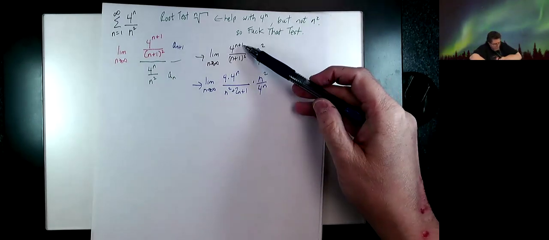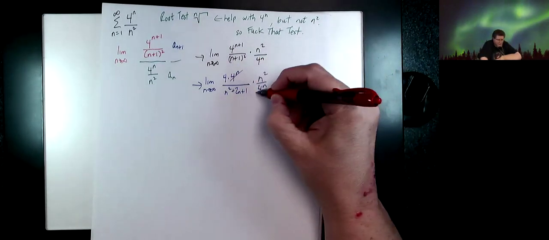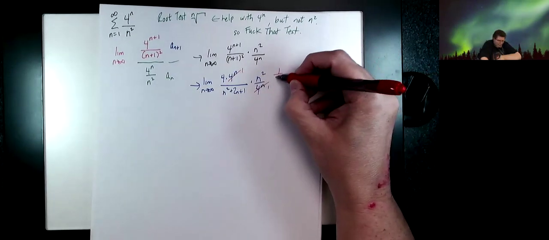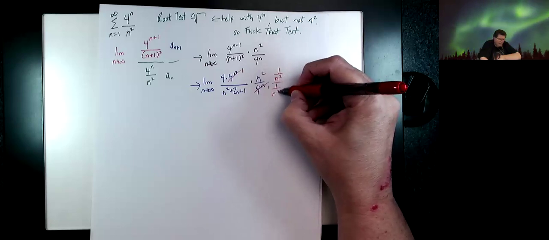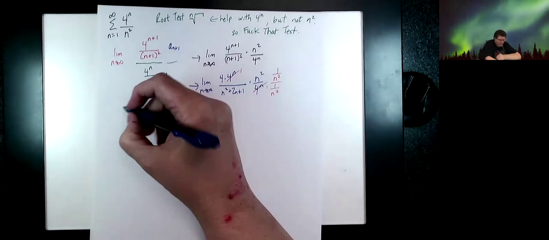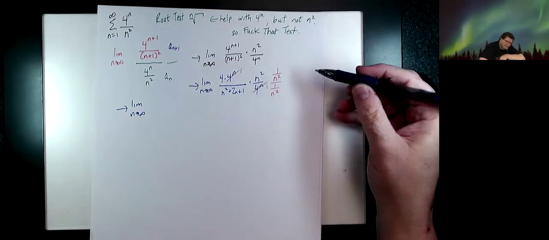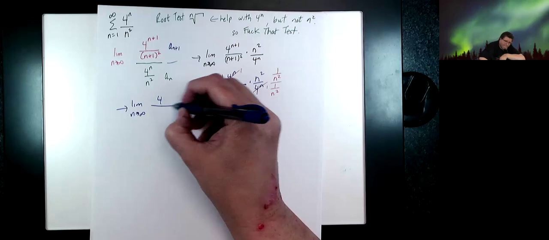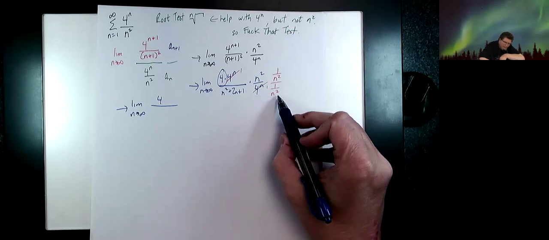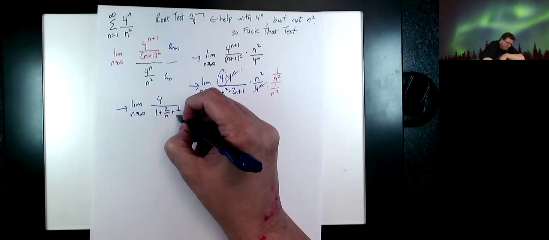So I just expanded the top and the bottom. And now the 4 to the n's will cancel, leaving behind a 1. And I can multiply top and bottom by 1 over n squared. And I will get the limit as n goes to infinity. We'll just have 4 on top, that one right there. And down here, we've got 1 plus 2 over n plus 1 over n squared.